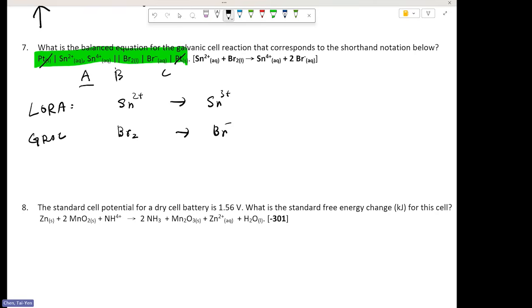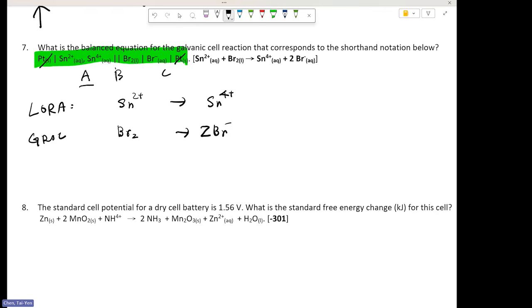Oh, sorry, Sn4+. My bad. But if you look at the bottom one, it's Br2 become Br minus, right? So you want to actually balance the atom over there first. So you put 2 over here.